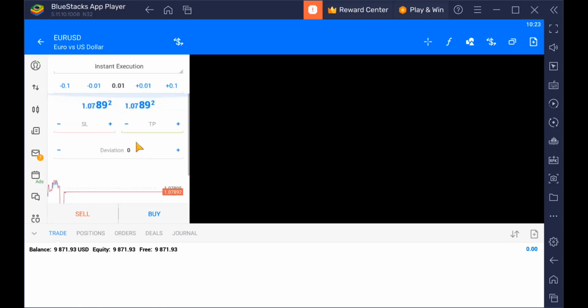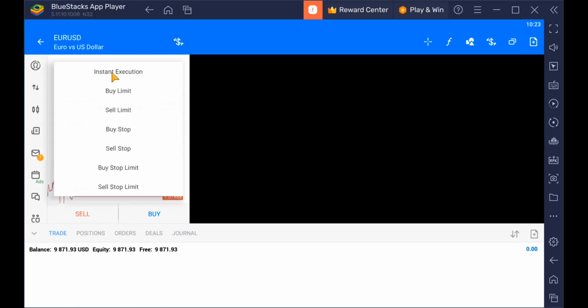Okay. Now come to this drop-down. I'll come to this drop-down here. Now instead of instant execution, I can select buy limit or sell limit. So if I'm selecting buy limit, it simply means I'm buying below the current price. If I'm selecting sell limit, it means I'm selling above the current price. So let me go with buy limit first.